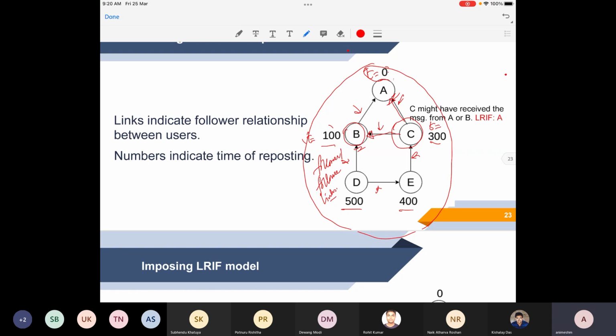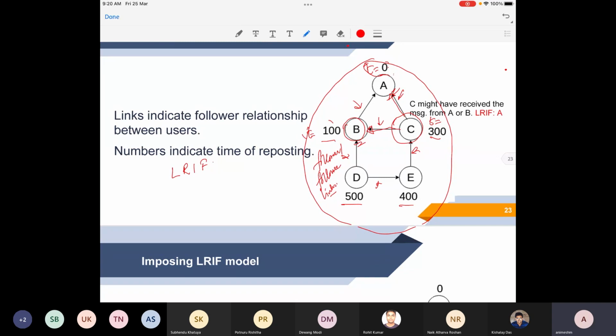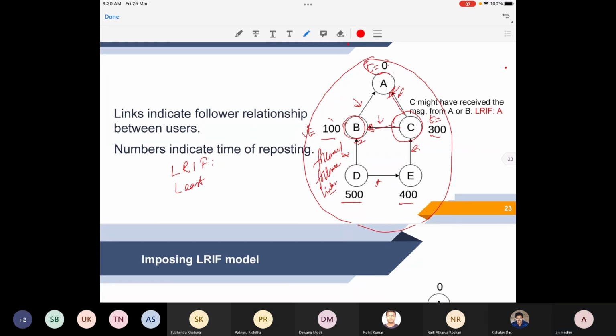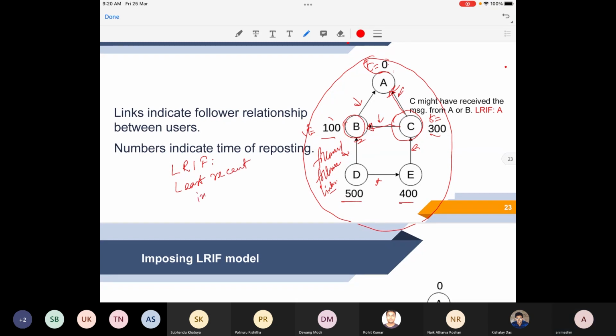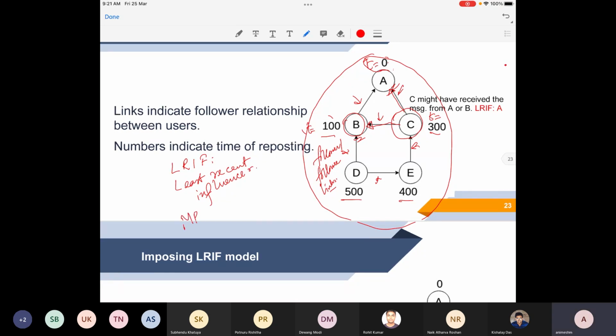Okay, so how do we do this? Now there is no standard algorithm that can help you find this out. So people tend to resort to heuristics. One of these heuristics is called least recent influencer. The other one is the counterpart, most recent influencer. Okay, so in this study we used the least recent influencer heuristic.